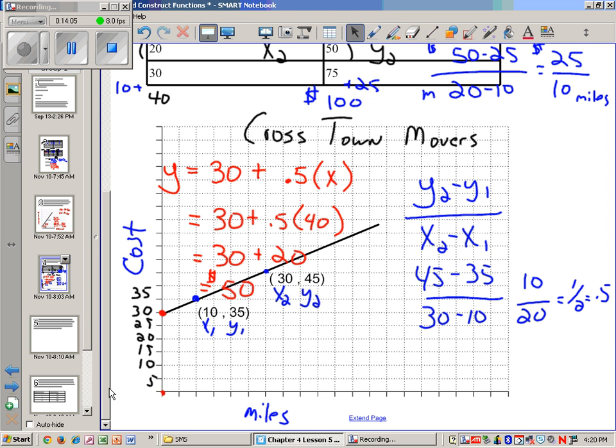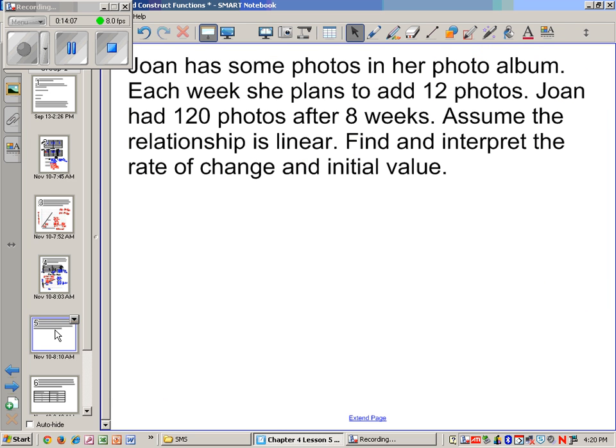Okay, we're going to move on though to our next lesson, and our next lesson is constructing functions, so this sort of falls in place with our last example. Okay, Joan has some photos in her photo album. Each week she has plans to add 12 photos. Joan had 120 photos after 8 weeks. Assume the relationship is linear. Find and interpret the rate of change and initial value.